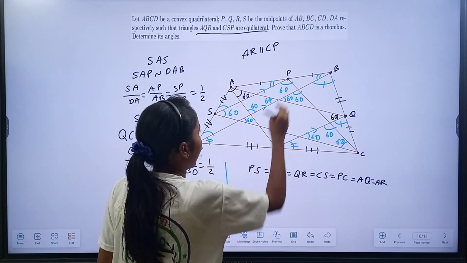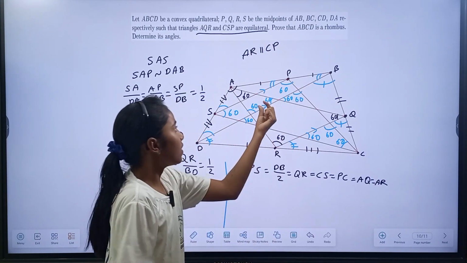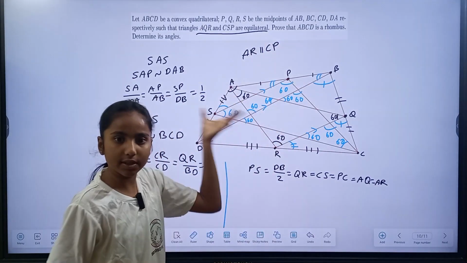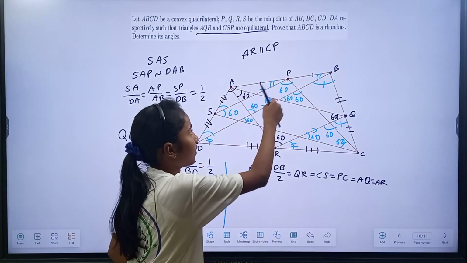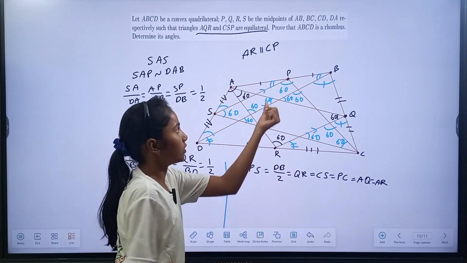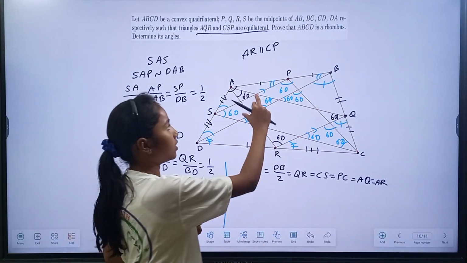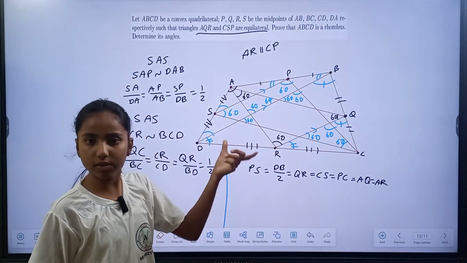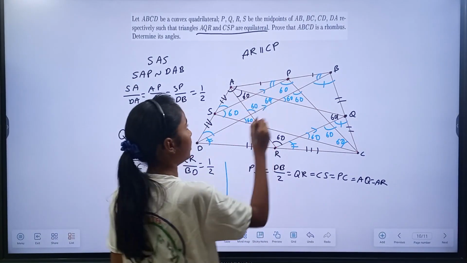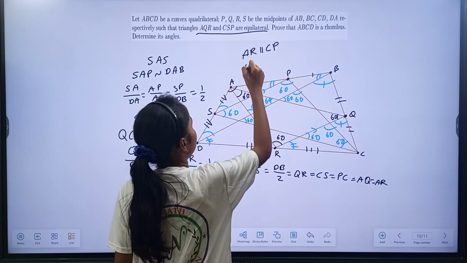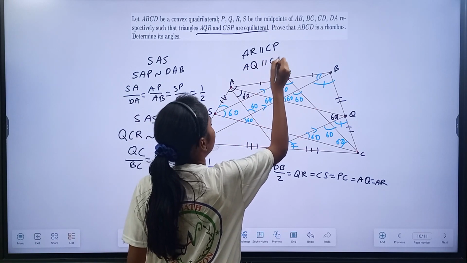So let's see. Again, if BD is the transverse line, we have AQ and CS. Let's take these again, with BD as the transverse line. Then this angle is equal to 60, and this angle is also equal to 60. So again, by alternate angles, these both lines are parallel. AQ is parallel to CS because over here 60 and over here 60.